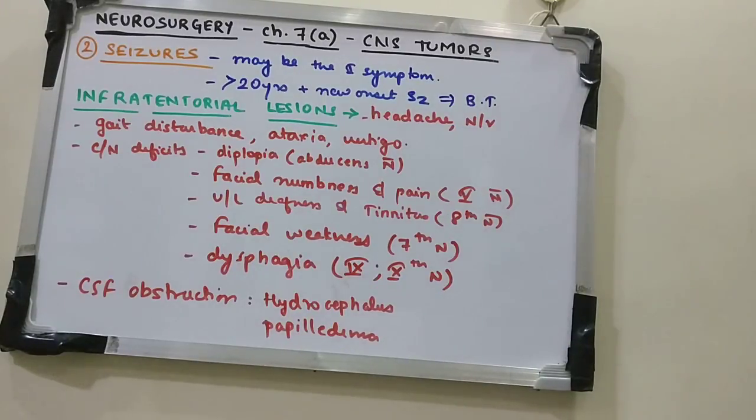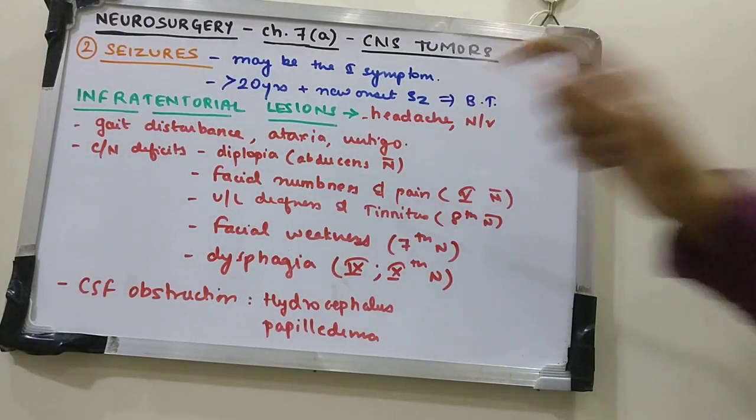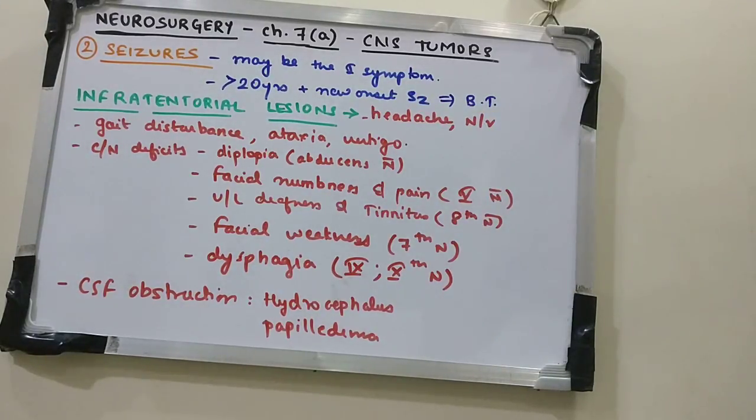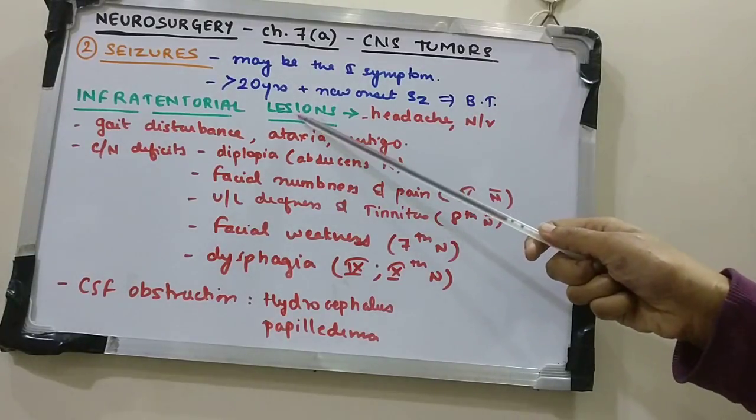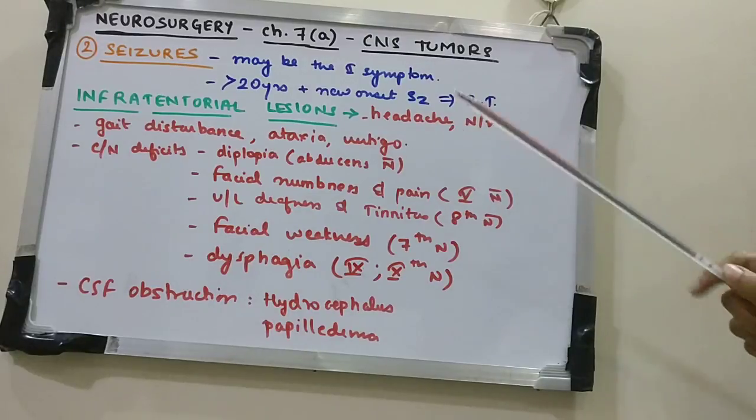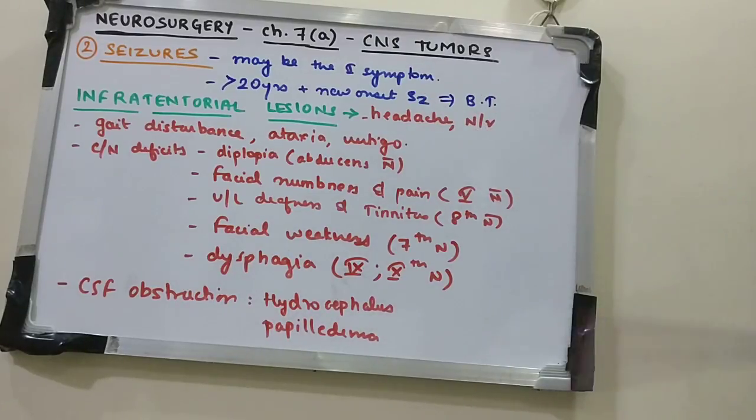Now, another common symptom of CNS tumors is seizures. In fact, seizures may be the first symptom of a brain tumor, and patients more than 20 years who present with new onset seizures are in fact investigated for the presence of a brain tumor. It is a kind of protocol.